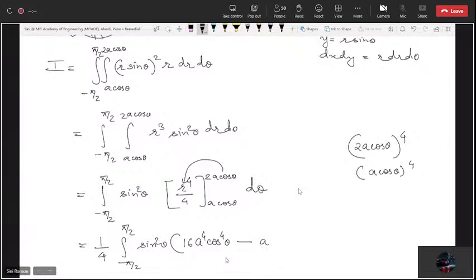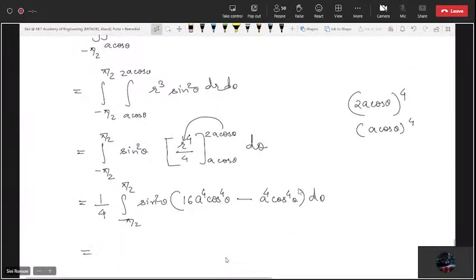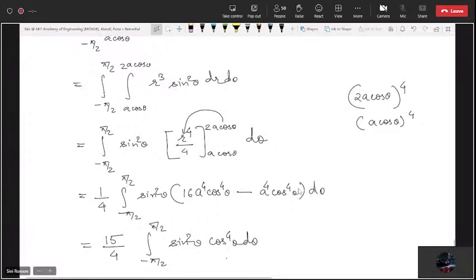So (a cos theta) power 4 will be a raised to 4 cos raised to 4 theta d theta, yes or no? Yes, ma'am. So now 16 a raised to 4 cos raised to 4 minus a raised to 4, so I get 15 here, 15 by 4. The a to the 4 comes out, and we have -π/2 to +π/2 sin squared theta into cos raised to 4 theta d theta. Now we have to integrate this.